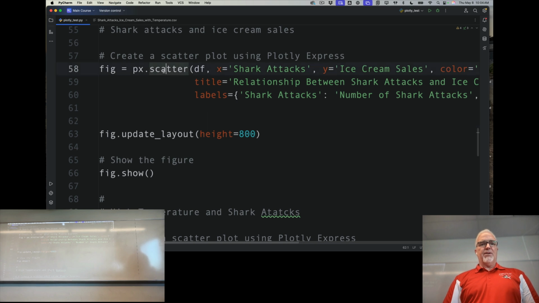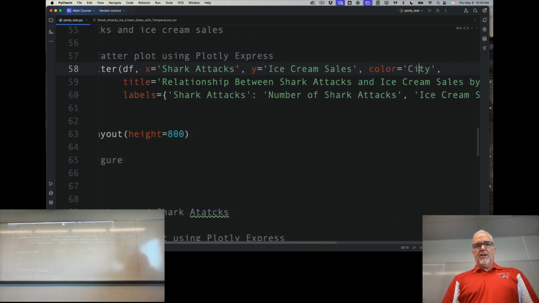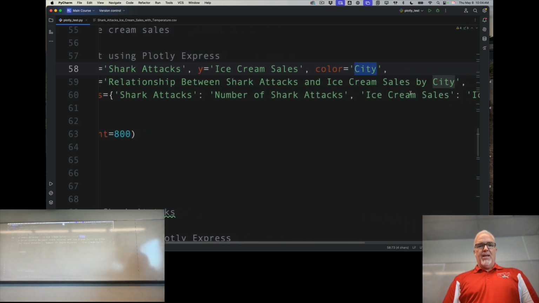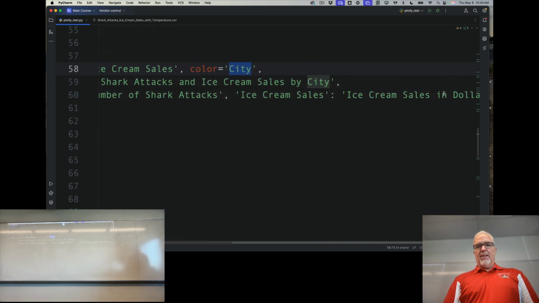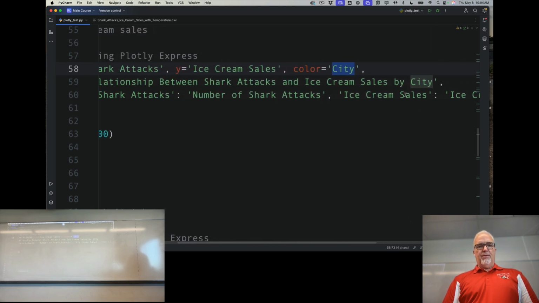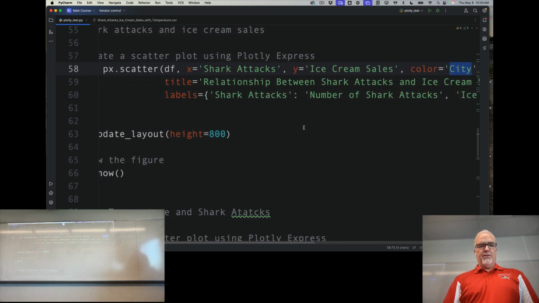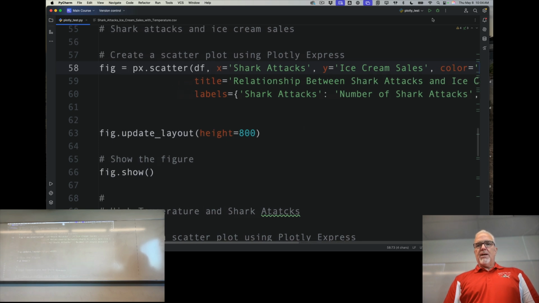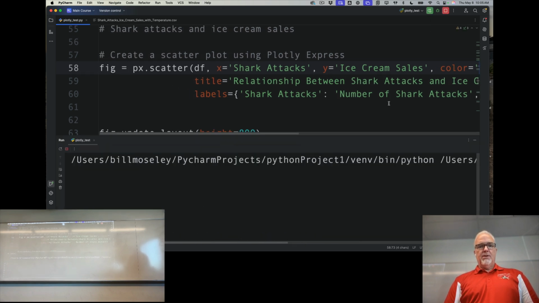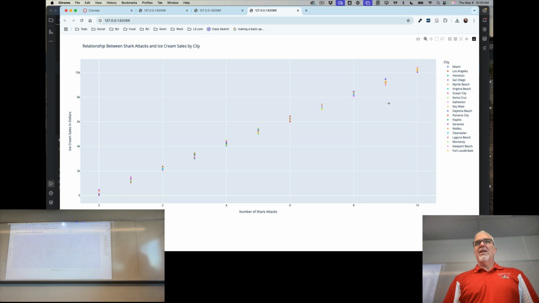Okay, again, px.scatter, I'm giving it the whole data frame. X is shark attacks, so the horizontal axis. Y is ice cream sales, colored by city. And there are my labels. So I'm shark attacks, ice cream sales. So let's see what that looks like.